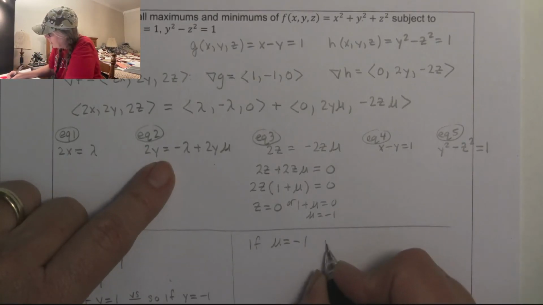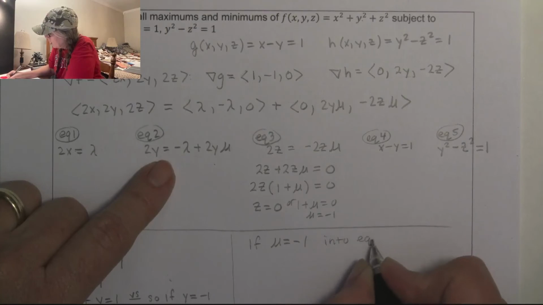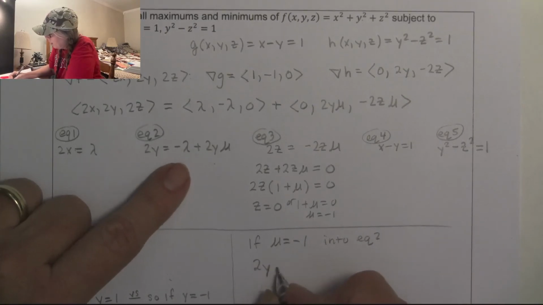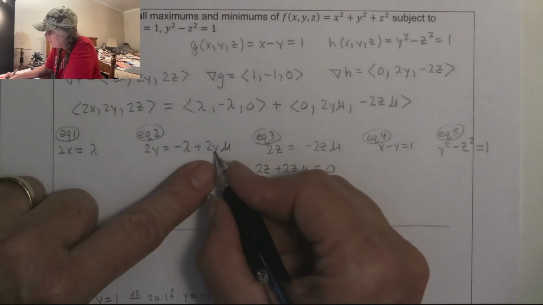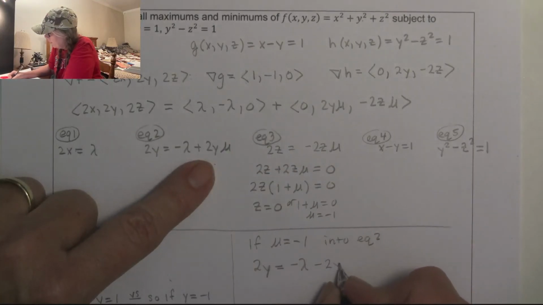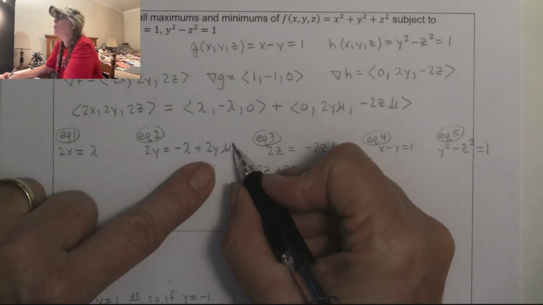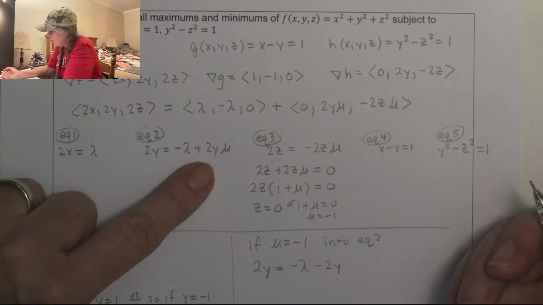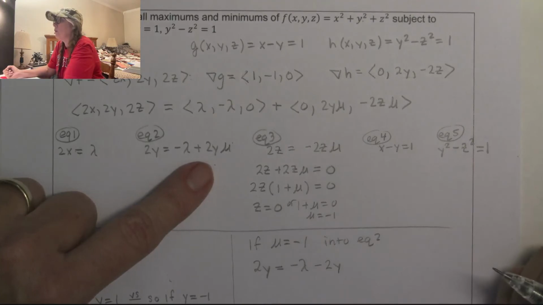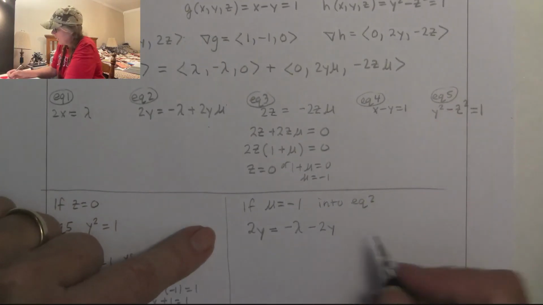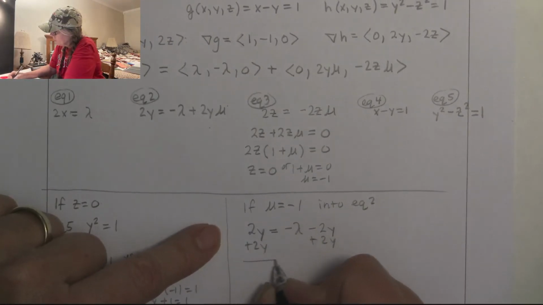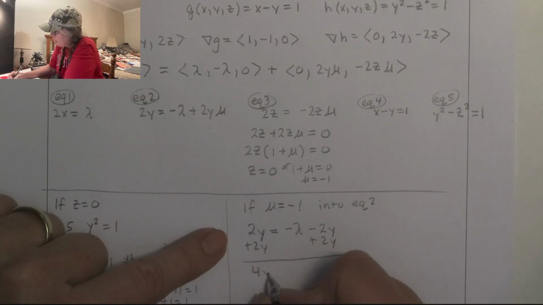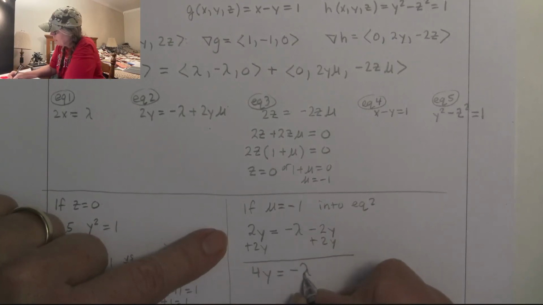So we're going to plug this into equation 2. We get 2y equals negative lambda. And then when mu is negative 1, this would be minus 2y. Is that okay? So mu is negative 1 multiplied by this gives negative 2y. I just plugged in mu is negative 1 into equation 2. And I can add 2y to both sides of the equation. And when I do, I get 4y equals negative lambda.